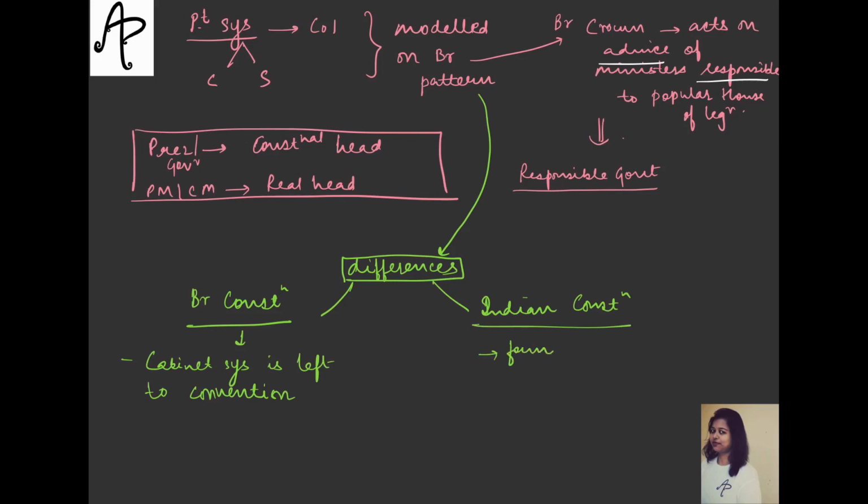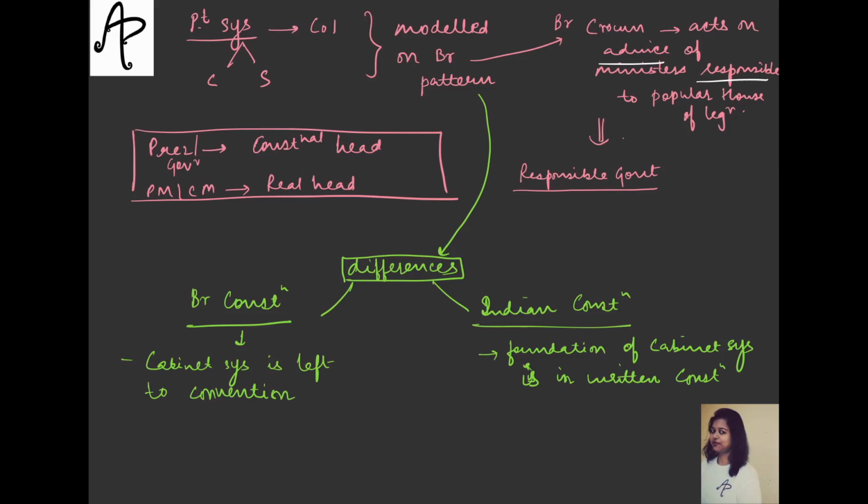the foundation of the cabinet system is already given in the written constitution. Definitely how it will work, etc., is taken care of by considering the convention also, but otherwise the foundation is given in the written constitution. There, the cabinet system is left to the convention, and the crown gets all the powers, and ministers just for namesake work under the crown.